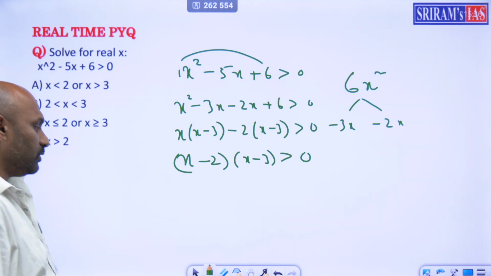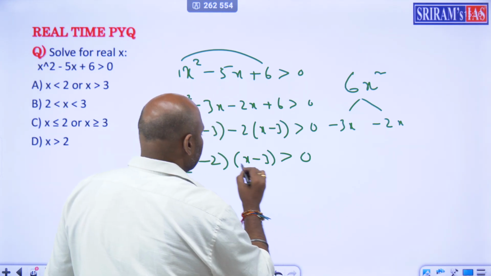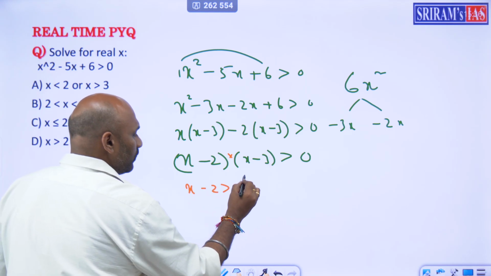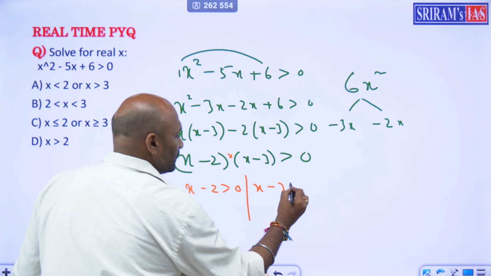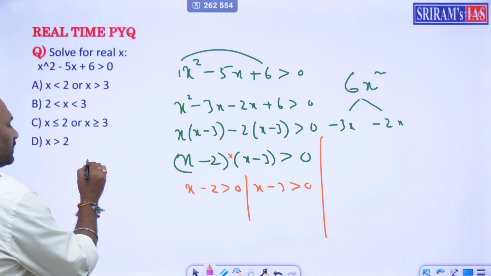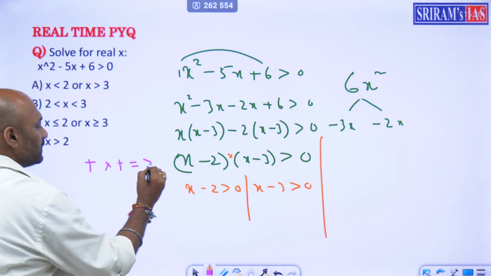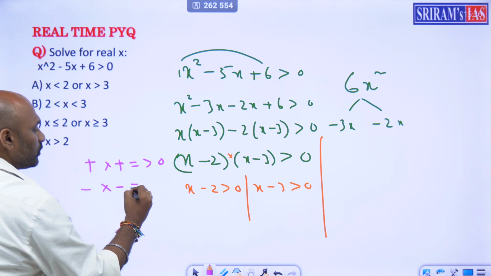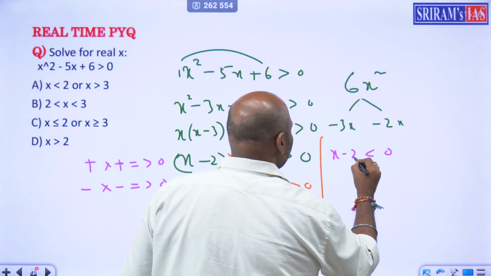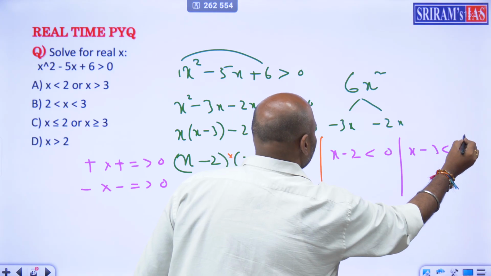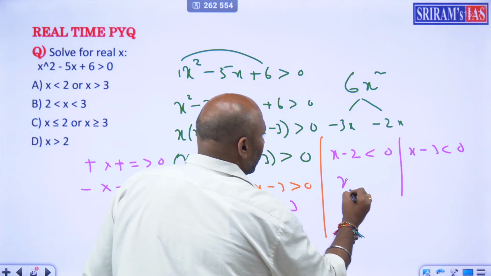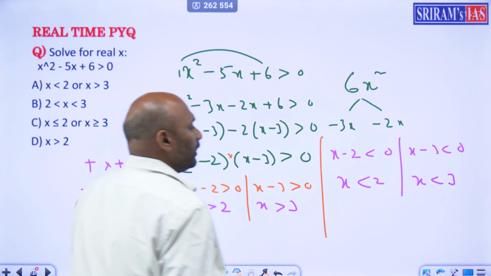Now the product of two terms being greater than 0 means either x minus 2 greater than 0 and x minus 3 greater than 0 is the first case. Remember, plus into plus is greater than 0. Similarly, minus into minus is also greater than 0 because it becomes positive. Therefore, we have to look at both cases: x minus 2 less than 0 and x minus 3 less than 0. These are all the possibilities. That shows x is greater than 2 and greater than 3, or x is less than 2 and less than 3. Any of these two cases can come.